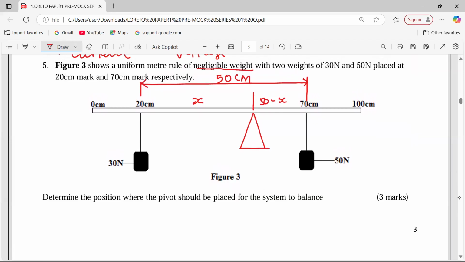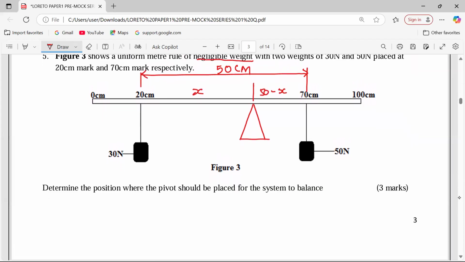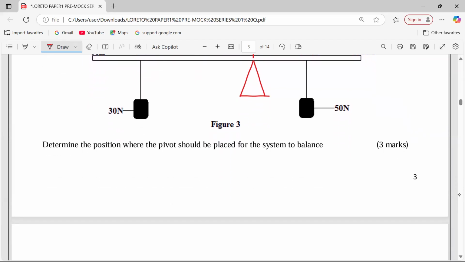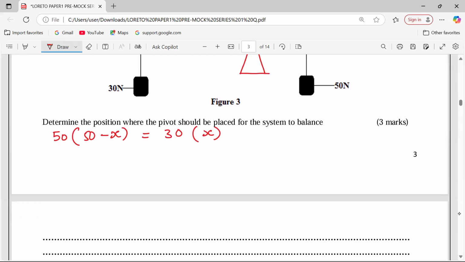Now for equilibrium to occur, the sum of clockwise moments should be equal to the sum of anti-clockwise moments. So the force causing the anti-clockwise moment is 50 times its distance. So 50 newtons multiplied by 50 minus x should be the same as the weight of 30 multiplied by the distance x. There should be a balance for these two moments. 2500 minus 50x equals 30x. Now we get 80x on this side, and we have 2500. With this, we can find the value of x by simply taking 2500 divided by 80. This gives 31.25.